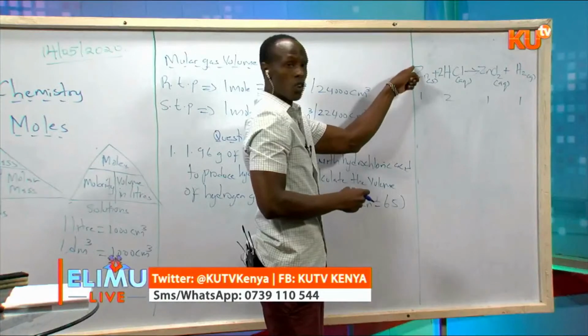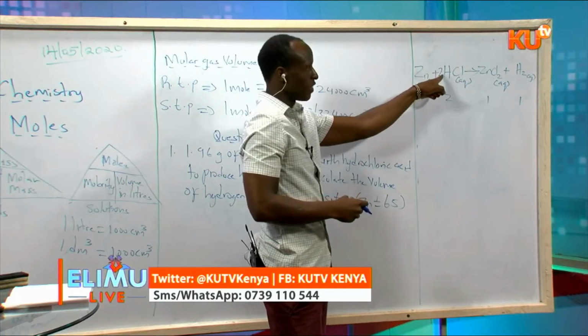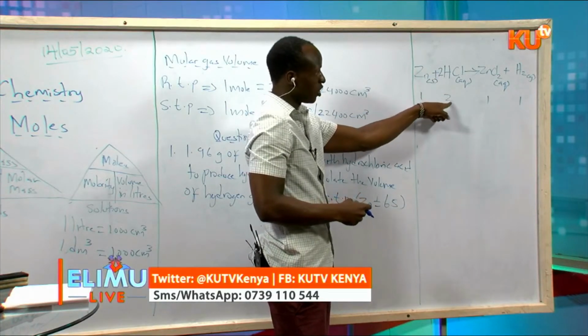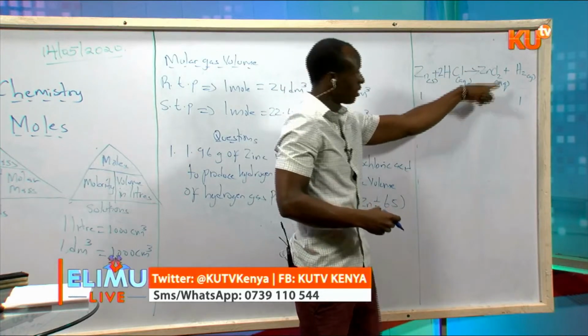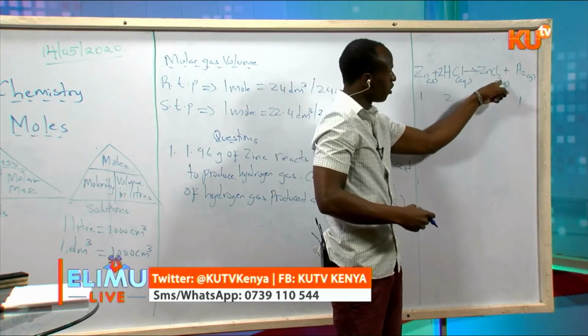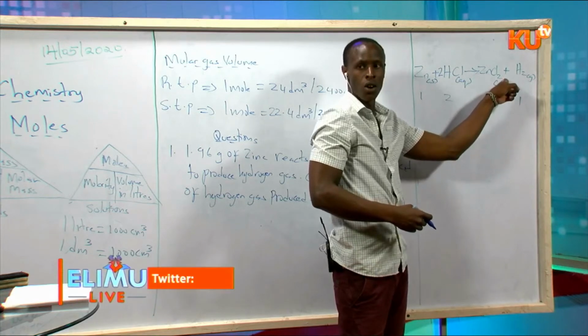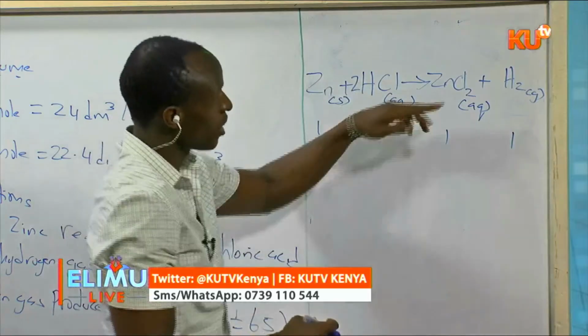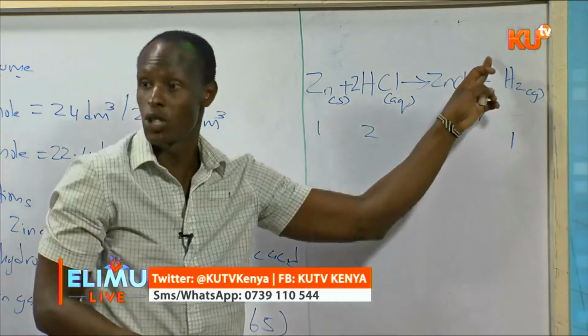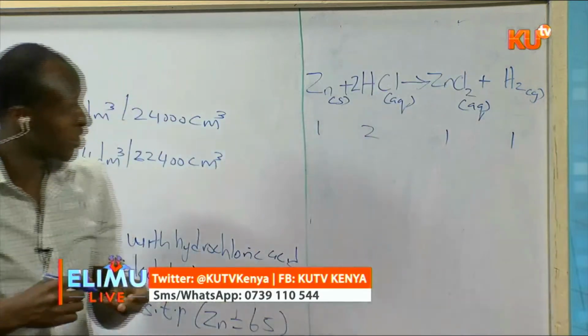So if there's no coefficient here, it means it is 1. If the coefficient is 2, the ratio is 2. If there's no coefficient, it's 1. You don't take the small 2s, those which are written below. You take the one which you had used to balance the equation.